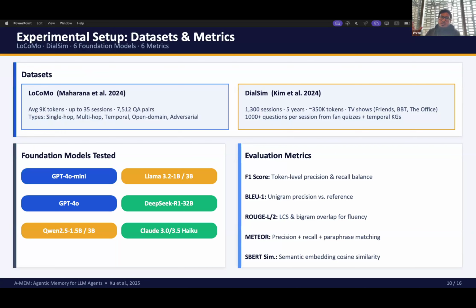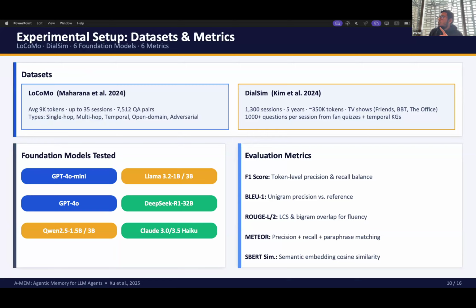So yeah, that's mainly the basic idea of what they tried to do. And for the experiment parts, they used mainly two data sets, which are LoCoMo and DialSim. Both of them are long conversation data sets. And LoCoMo has the advantage of 5 different types of data, which are single hop, multi-hop, temporal.